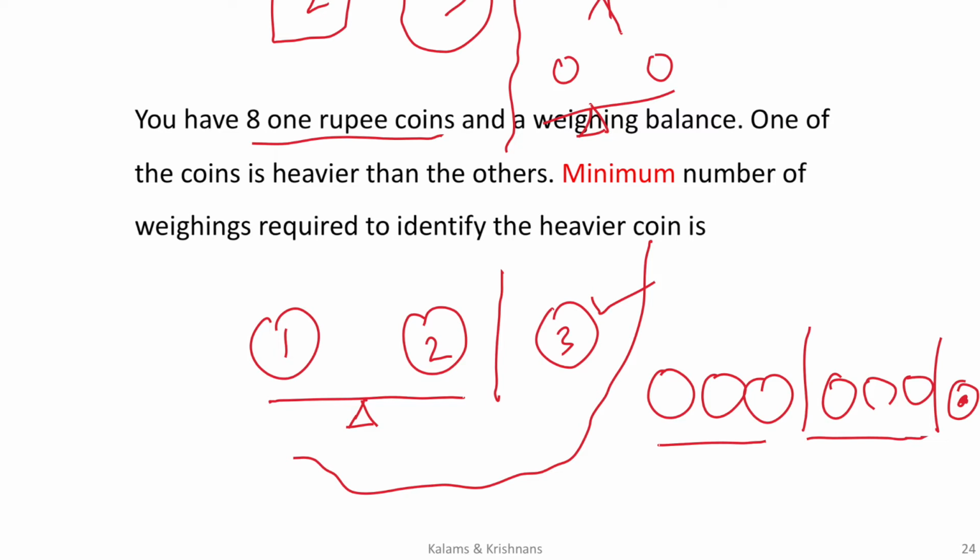So split the 8 coins into 3, 3, and 2. Take this and this together and weigh them. If the heavier coin is, say, in this group, this pan will go down. We know the heaviest is in this 3. Then in one more weighing, we can say which one it is based on this logic.